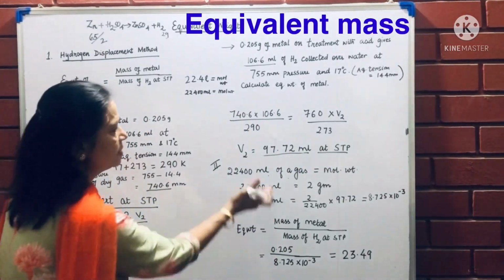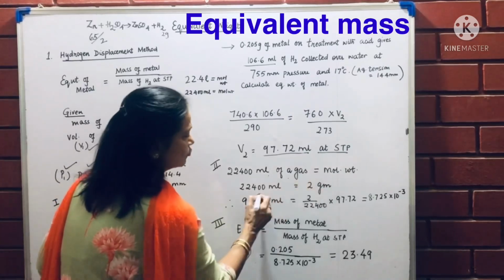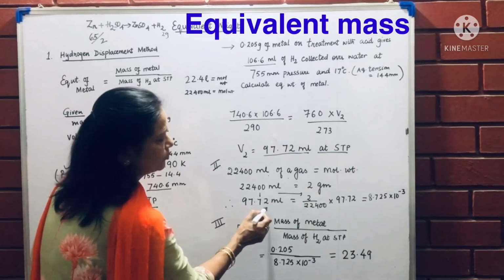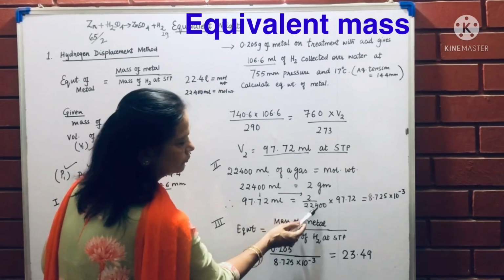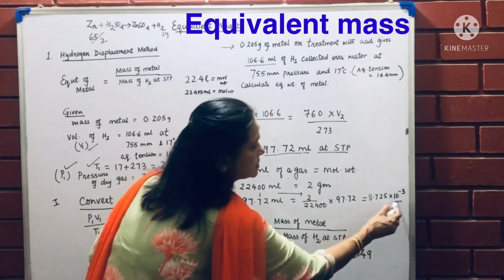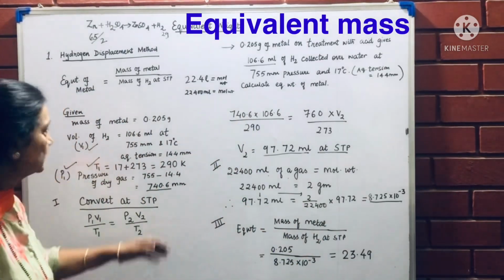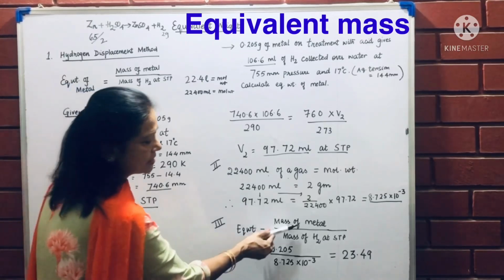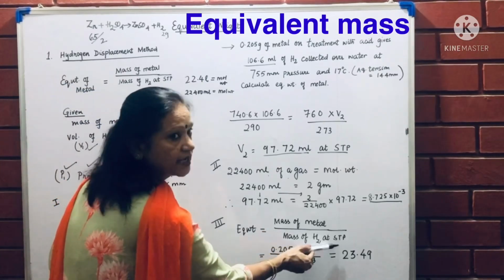Just the unitary method. 22400 is this, 1 is what? 2 upon 22400. 97.72 is 2 upon 22400 into 97.72. My answer is coming this. Now I am using this formula. Third step: equivalent weight is mass of metal upon mass of hydrogen at STP.